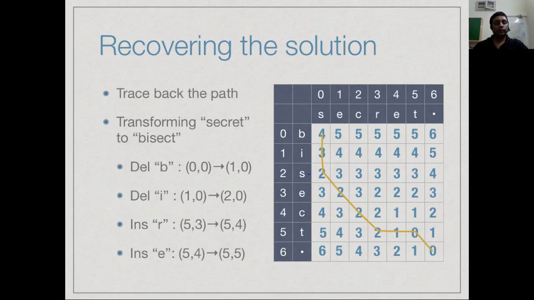So I follow the path. Right? So why did I get a 4 there? Because it is the minimum of its 3 neighbors. B is not equal to S. What is the minimum of these 3? It's 3. So I went down. Similarly, why is this 3 here? Because it's the minimum of these, so I went down.